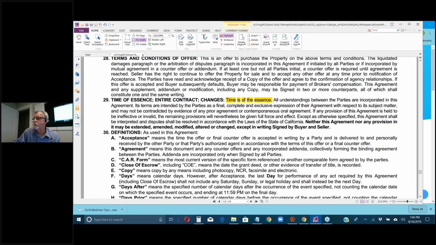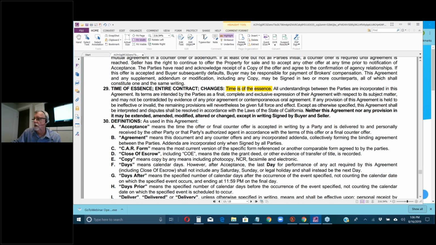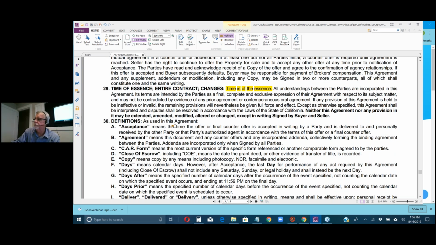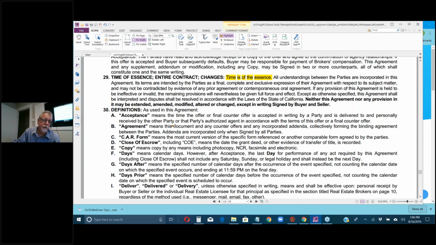By days, do we mean calendar days or business days? And the answer is calendar days. We do mean calendar days. The only place that it says business days is the 3 days to put the deposit into escrow. All other days are calendar days. We're going to talk more about that.